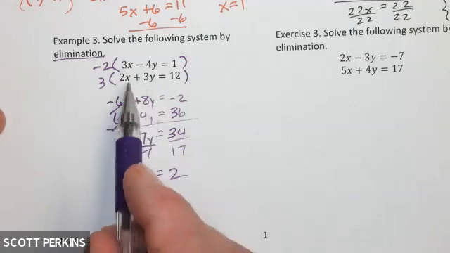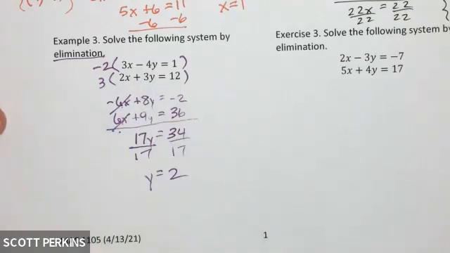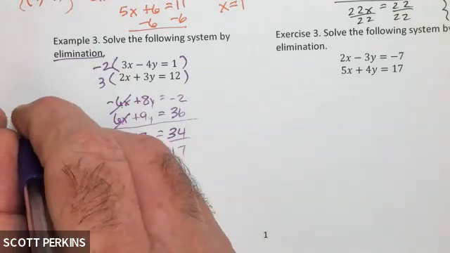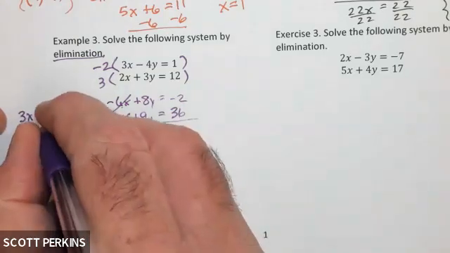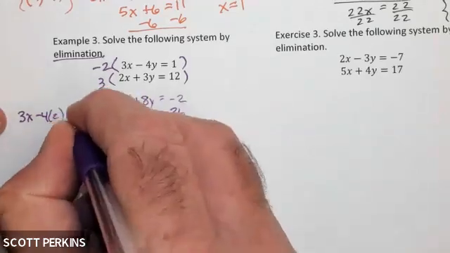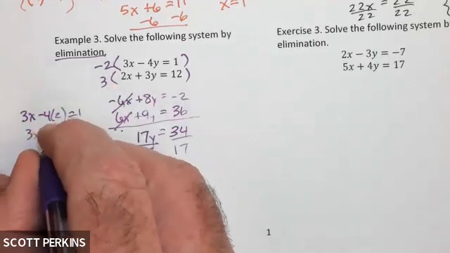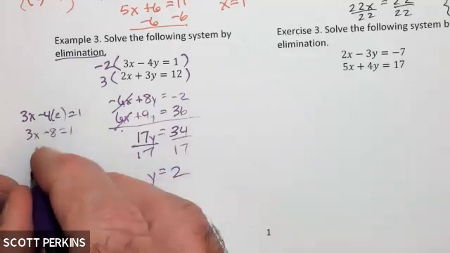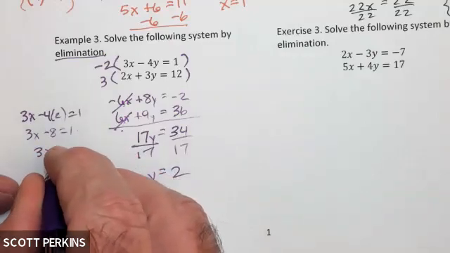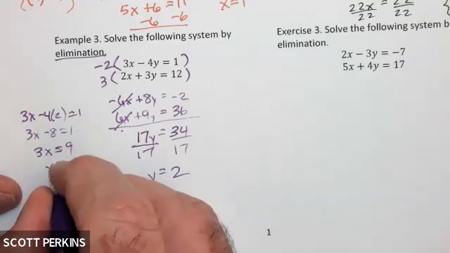If you plug y equals 2 into the second equation, you're going to get the exact same x value. No worries. So y equals 2. So I've got 3x minus 4 times 2 equals 1. 3x minus 8 equals 1. When I add the 8, I get 3x is 9. Divide by 3, x is 3.